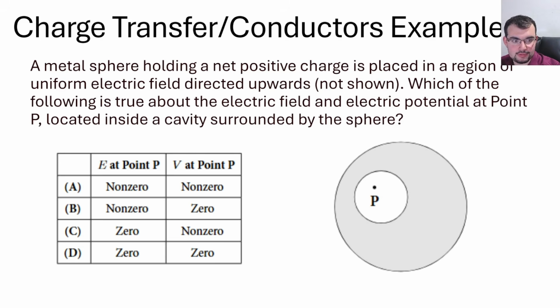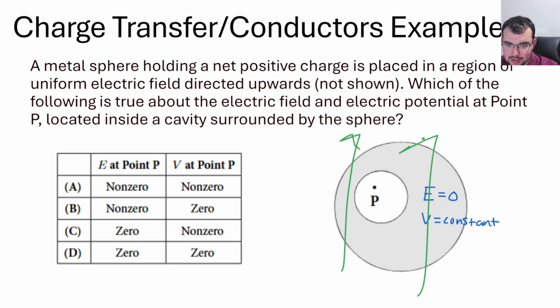All right, metal sphere. As soon as you see metal or conductor, wherever the conducting region is, you can say E equals 0 and V equals constant. Which of the following is true about the E field and V at point P, which is in this cavity? It also says there's an E field directed up that's not shown. So the sphere is placed in an external E field, and we want to figure out what's going on there.